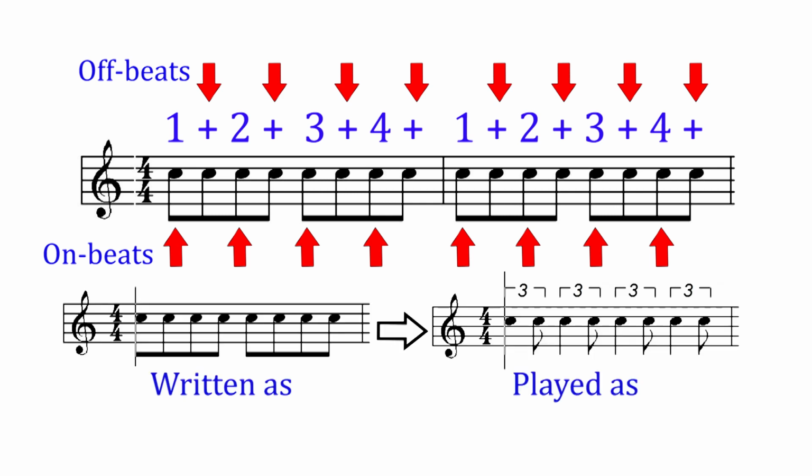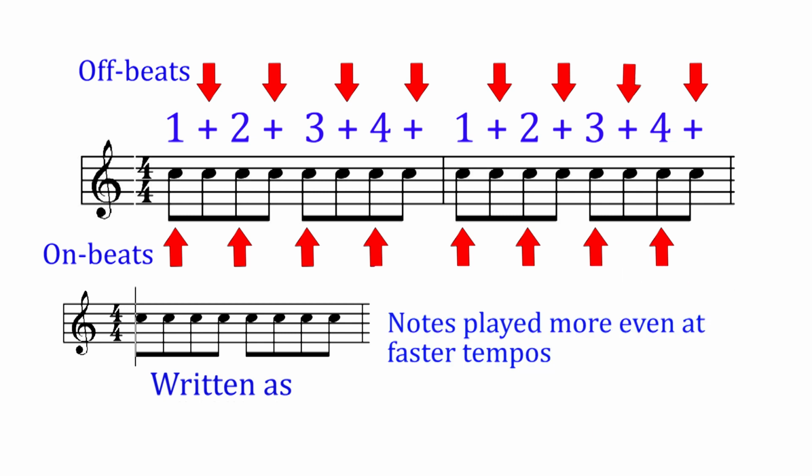Now when playing at a slow tempo, these notes will usually be played with a swing feel. That is, two notes played as a tied triplet, the tied part being on the on beat or downbeat. So this set of eighth notes when played slowly would be played like this. When these notes are played at a higher speed, these notes will be played more even, and the swing feel will come about more by the way the notes are articulated.